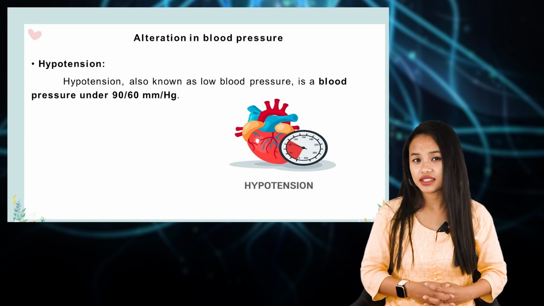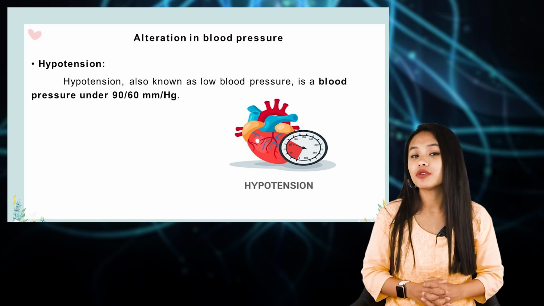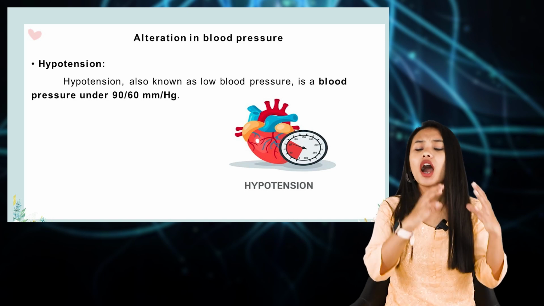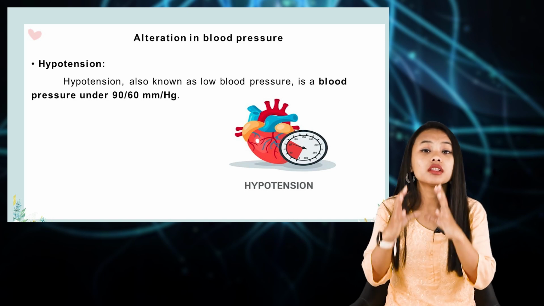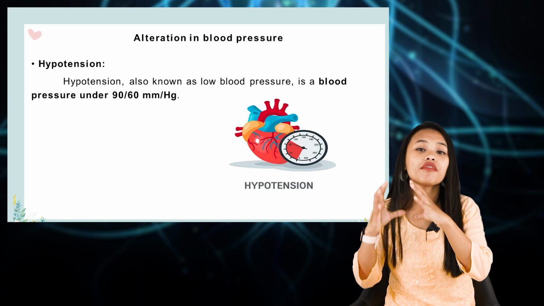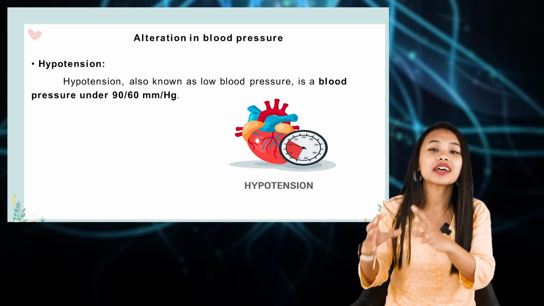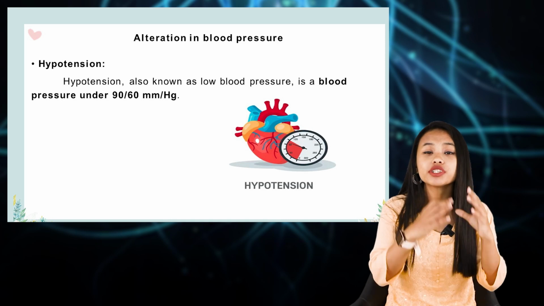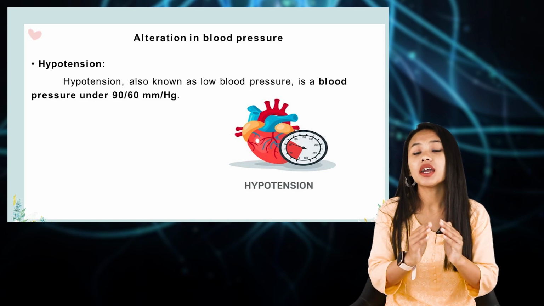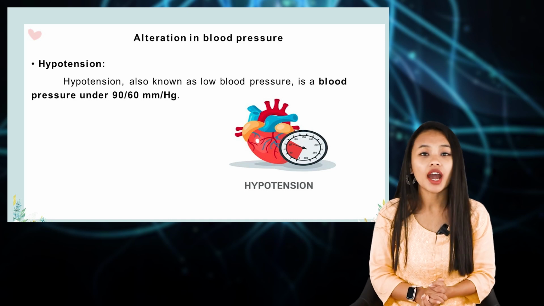So moving on to the next, that is alteration in the blood pressure. Under this, the first one we will be discussing is hypotension. So what do you mean by hypotension? Hypotension is also known as low blood pressure. As I have said, the normal blood pressure of an individual is 120 by 80 mmHg, right? So here, if you find that a client has a blood pressure which is lower than the normal value, especially if it is under 90 by 60 mmHg, then this client can be termed as having hypotension.